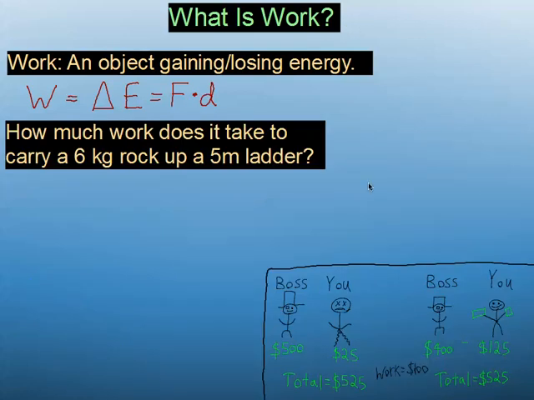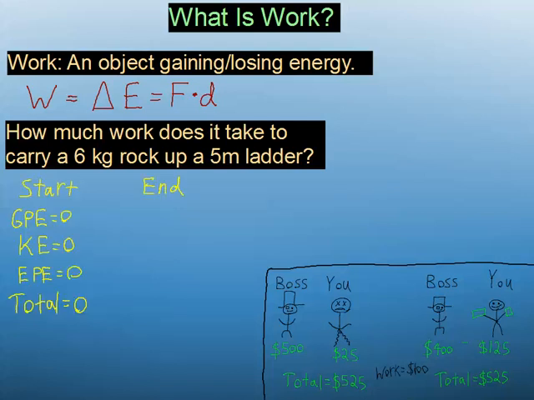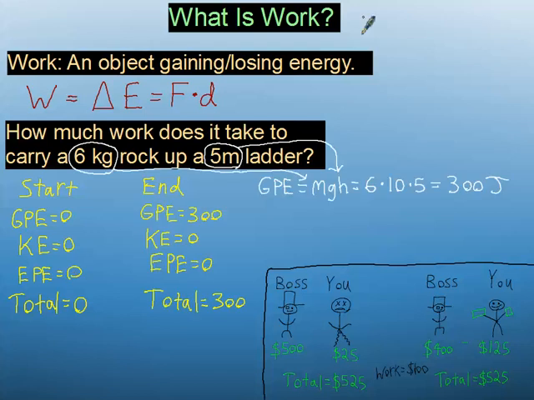So as a really basic problem, we've got: how much work does it take to carry a 6 kilogram rock up a 5 meter ladder? If I track all the energy at the beginning of the problem, the rock doesn't have any because it's just sitting on the ground and it's not moving and it's not compressing a spring. So the rock begins with no energy, but once you carry it up to the top, it gains energy.